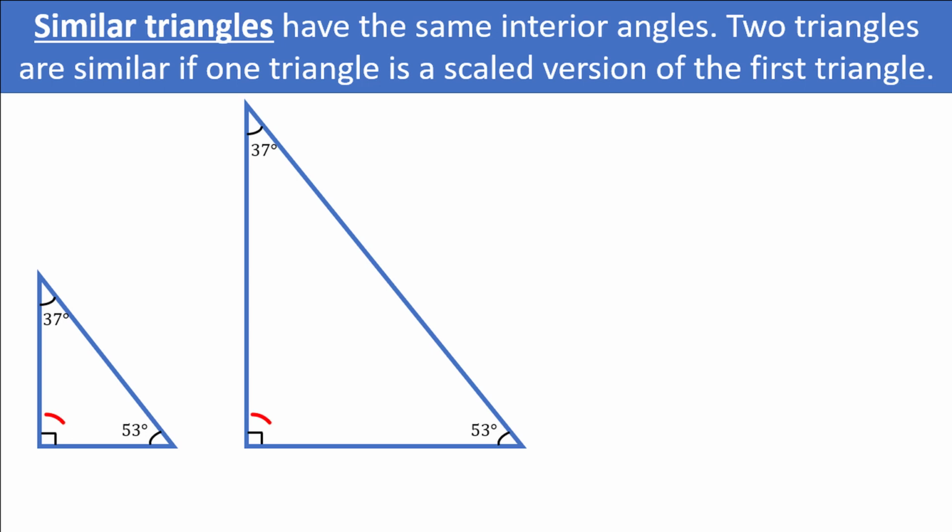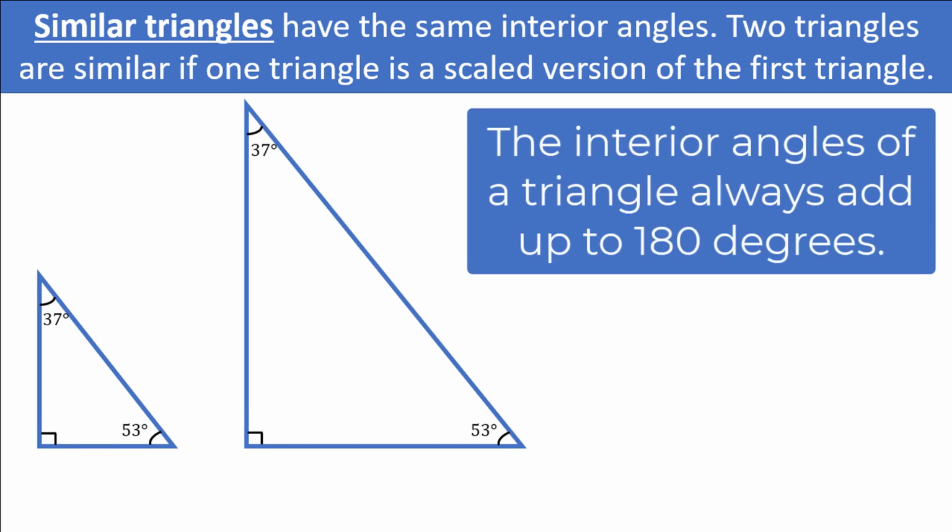Note that the little square on the bottom left of each triangle indicates a right angle of 90 degrees. Also note that since the interior angles of a triangle always add up to 180 degrees, you really only need to know that two of the interior angles are equal to know that two triangles are similar.